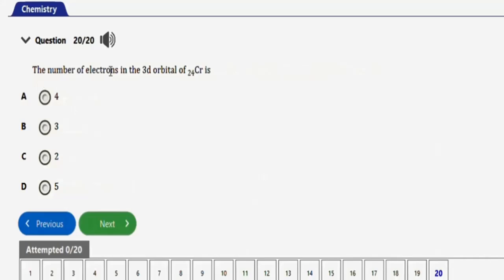It says the number of electrons in the 3d orbital of chromium is, so chromium has atomic number 24. So when you represent this in orbitals, the 3d orbital is going to have 5 electrons basically. Yeah, it's going to have 5 electrons. So it's as simple as this. Basically you can do problems involving electronic configuration for your chemistry.